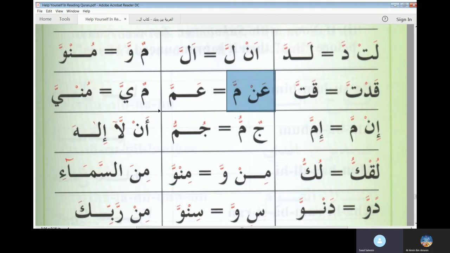Because of this shadda, noon is ignored. Noon sukoon is ignored. Amma.